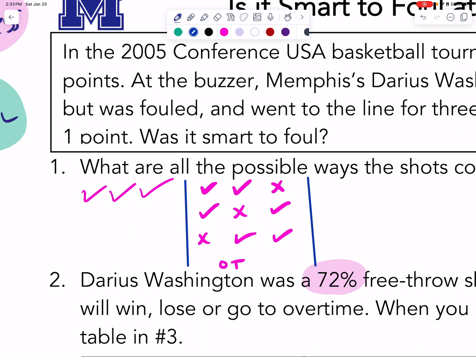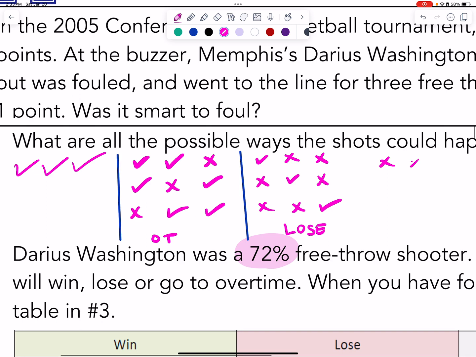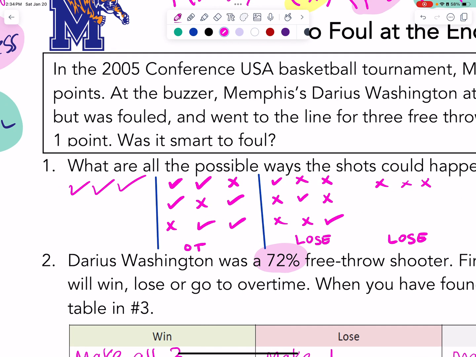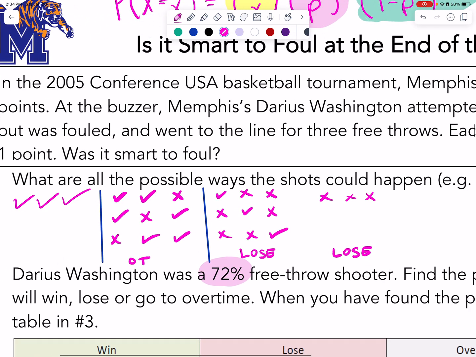Or he could lose the game, and to lose the game, he'd only make 1 and miss 2, or he could miss the first one and make the other 2, or he could miss, and then make. And this would be a loss. Or he could also lose by just missing all 3, and that would also be a loss. Okay? So I have 1, 2, 3, 4, 5, 6, 7, 8 ways, because I have 8 different ways that these events could happen.